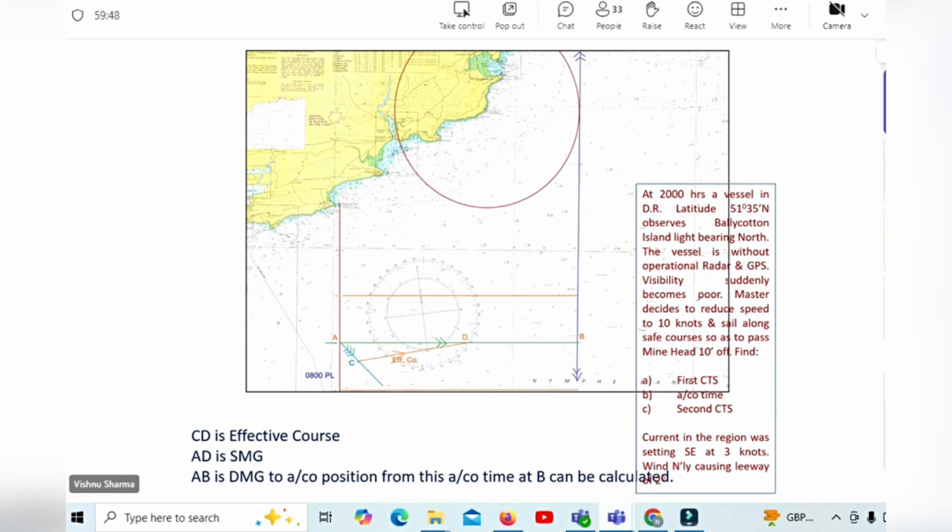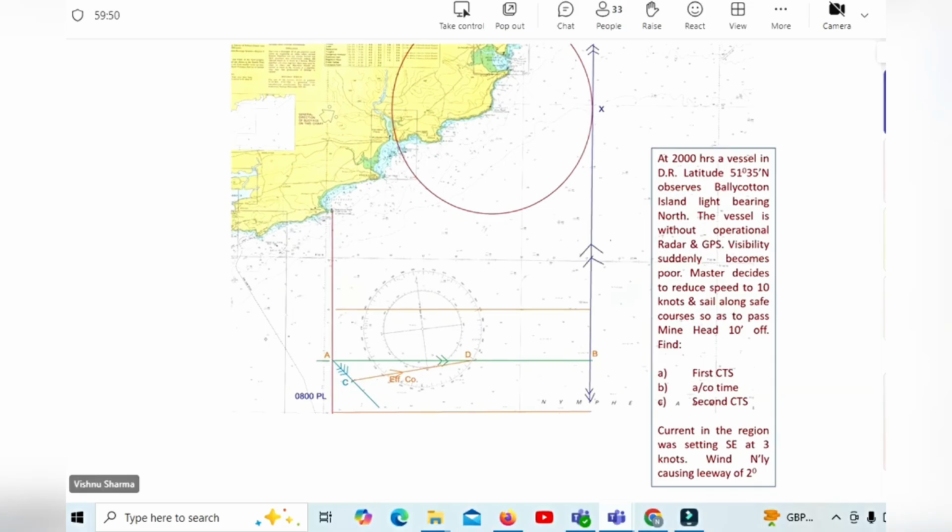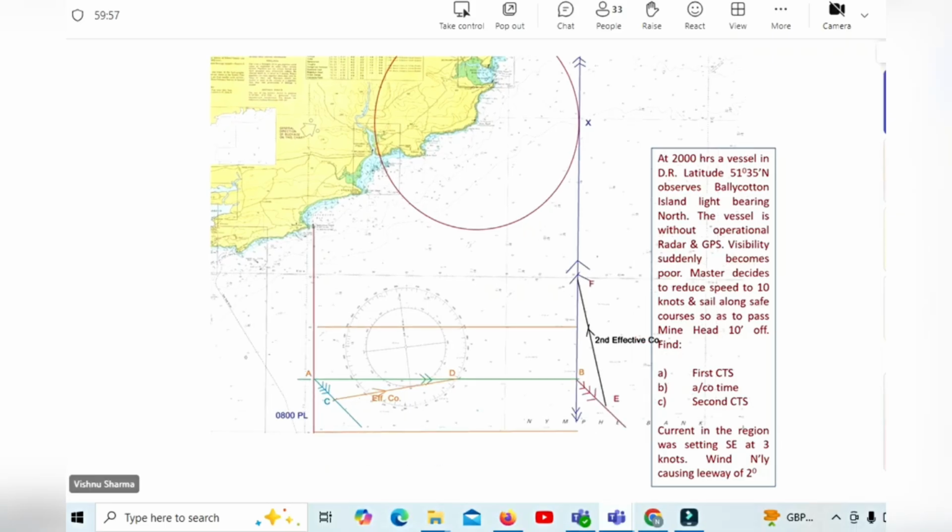Then we have to find the second CTS. The second CMG in this case is northwards. We counteract current at B and we get the second effective course. And on this, we'll counteract the wind and we'll get the second CTS. Simple, guys, or do you have any questions coming to your mind? If this zone is not safe, we'll talk about that in a while. But if this zone is safe, is that fine with everybody? If this zone is safe, then it's fine.